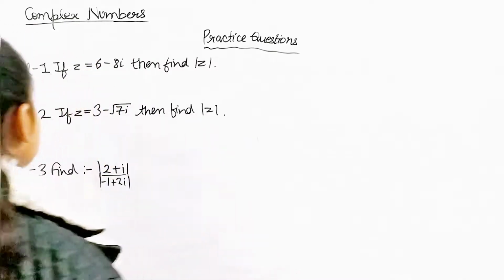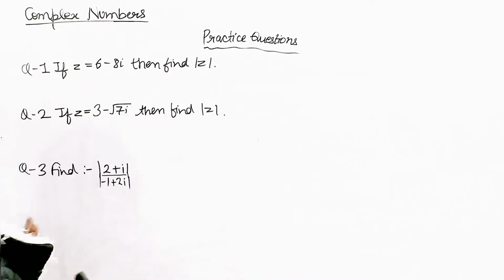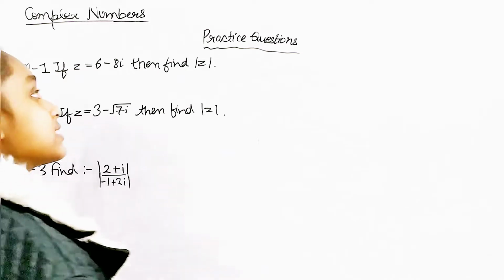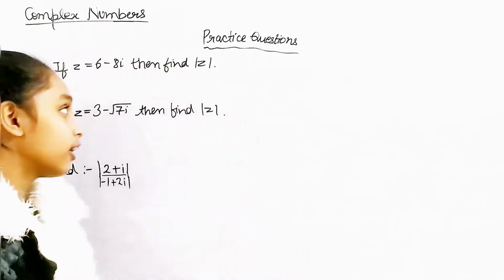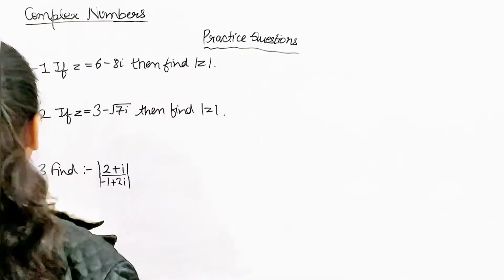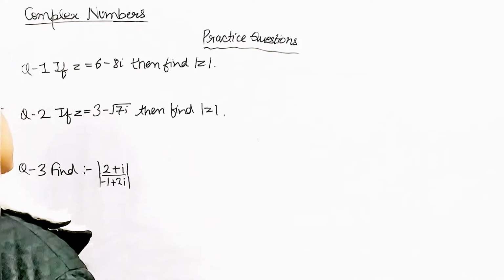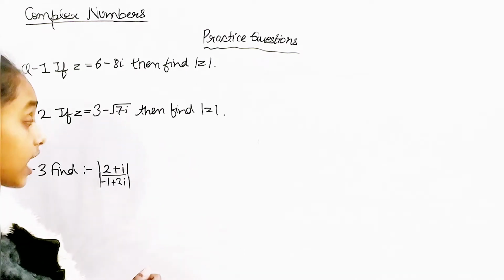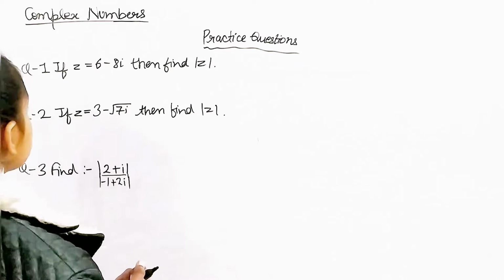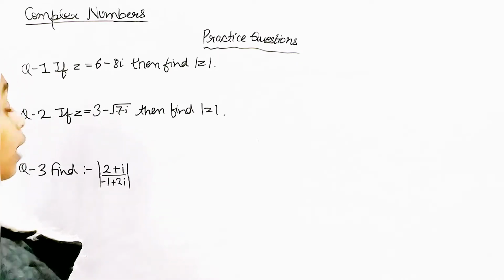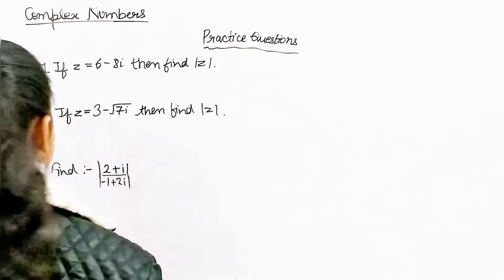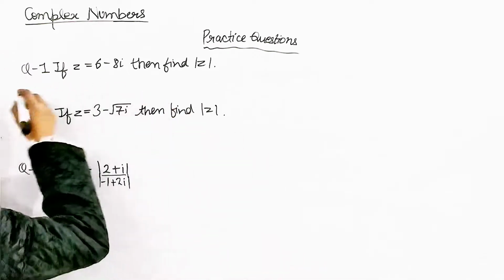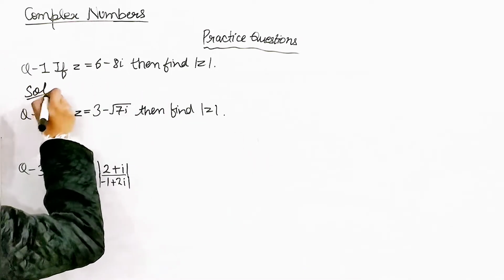We have a total of 3 questions here, so let's solve them. Let's get started. The first question is: if z is equal to 6 minus 8 iota, then find the modulus of z, the complex number, so mod z. The solution is really easy.